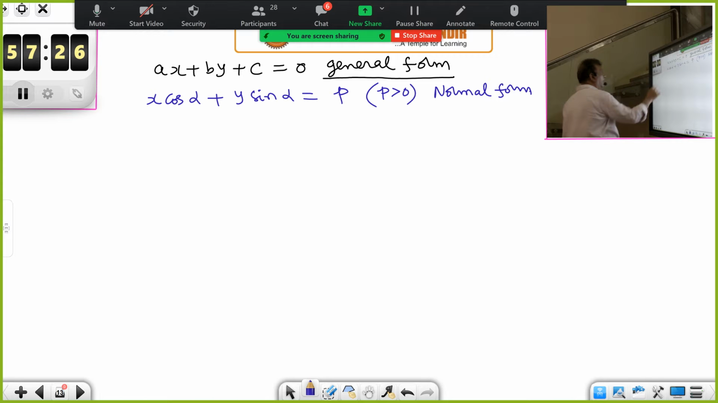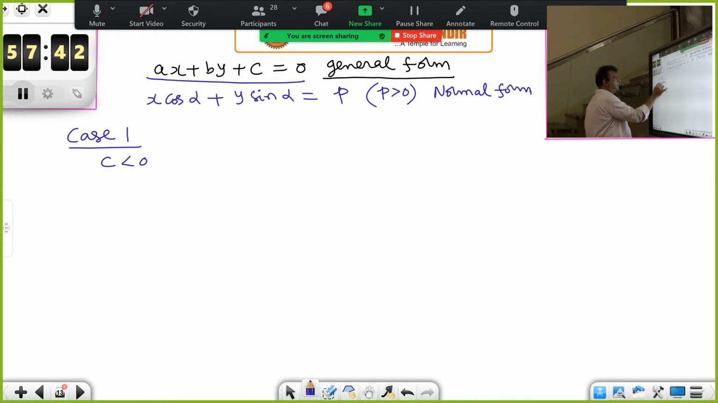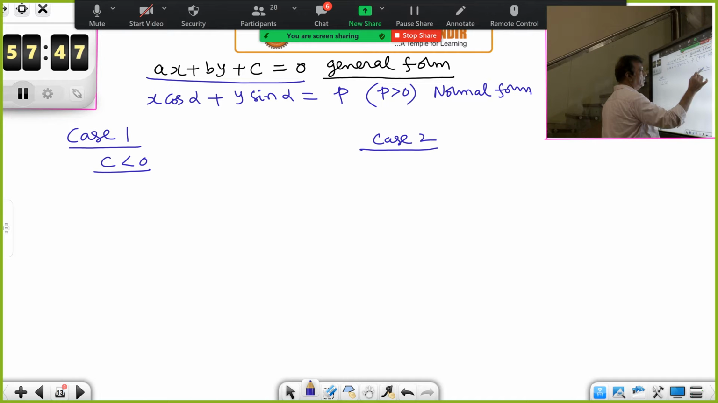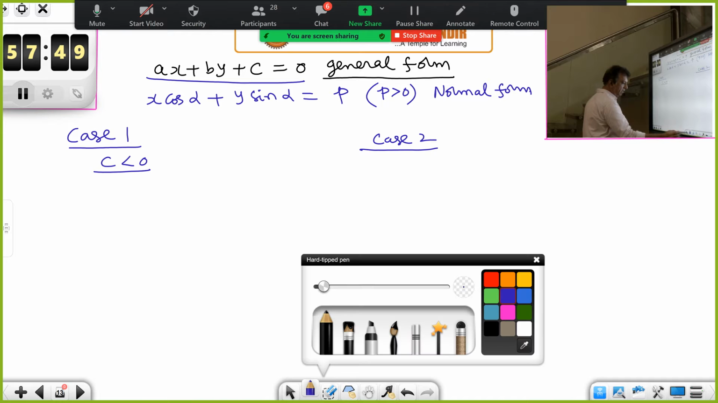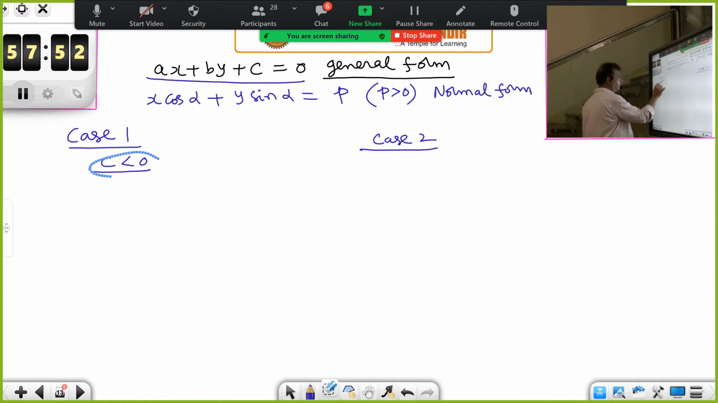Okay. Now I want to put ax plus by plus c is equal to 0 in normal form. Now two cases will arise. Case 1, c is negative. Case 2.